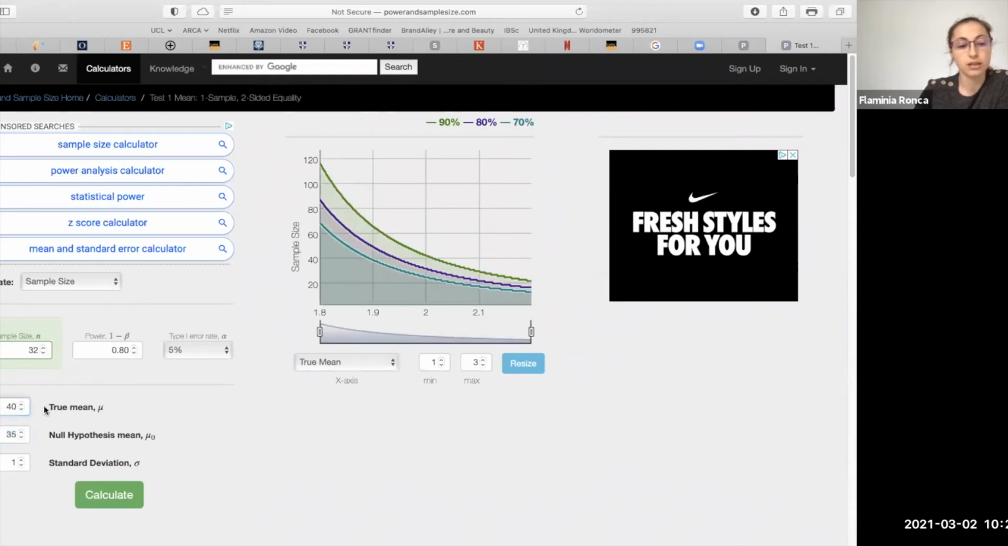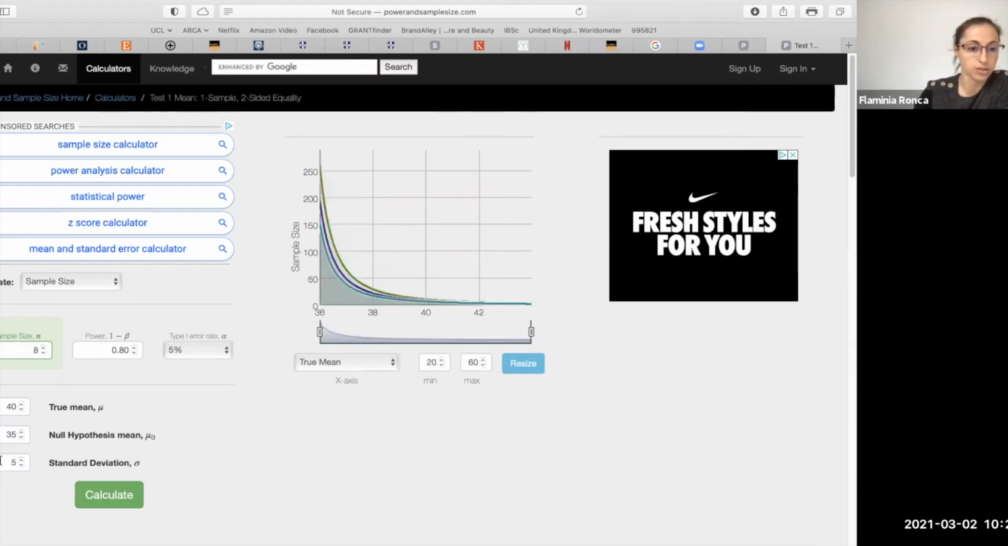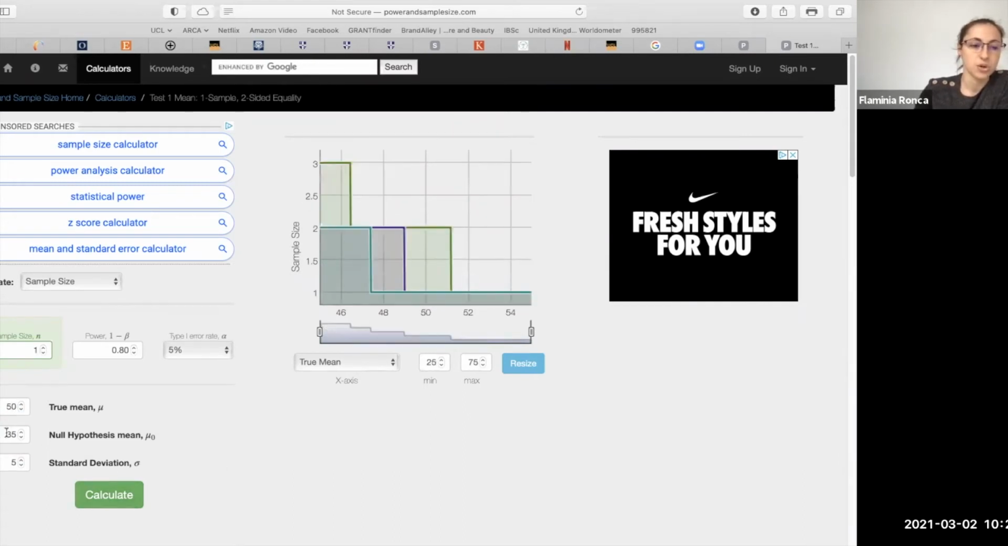And my true mean is, okay, well, after 8 weeks, it went up to 40. And for VO2 max, based on experience, based on previous literature, I'd expect a variance of maybe, let's say 5, depending on how homogeneous my group is. And here it tells me I need a sample size of 8 people to get this type of data. If I get a bigger change, I can play around with the numbers again. So if I get a massive change, I only need 1 person, which is a bit unrealistic.